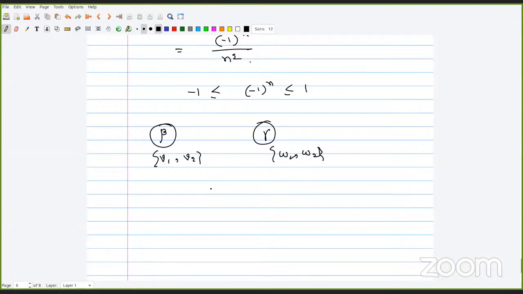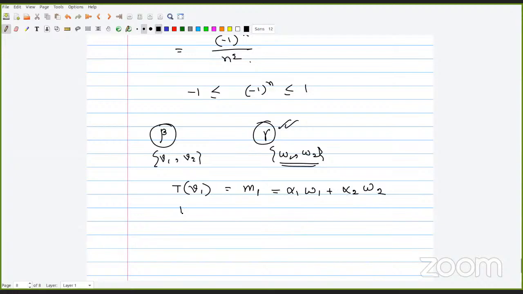So I will write T of V1. That will give me some element here. Suppose it is my X1, or M1 maybe, some M1. Now M1 is on this side, right? Yes. Now I can write M1 as a linear combination of W1 and W2. I can write it because any element of this vector space can be written as a linear combination of the elements of the basis.